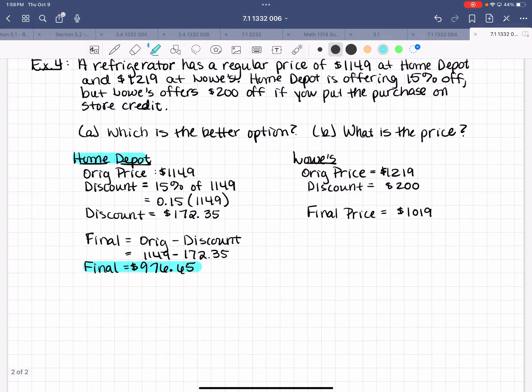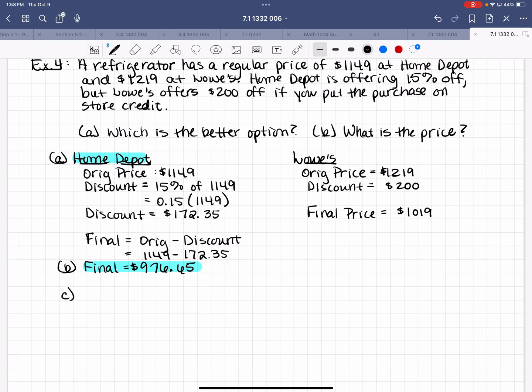So Home Depot does have the better value. And that answered part B. Also, you actually kind of had to answer part B before you answered part A. So here was our B answer of the best price: $976.65, and Home Depot is our choice there.